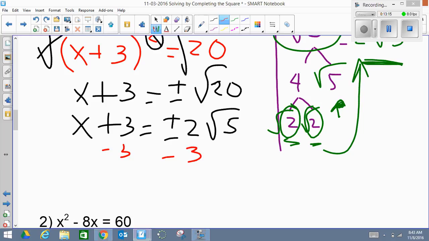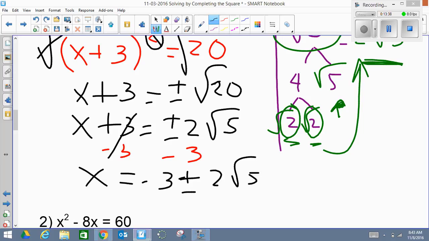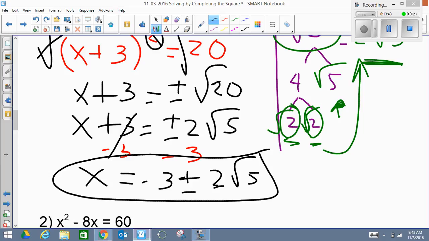So I'm going to have my final answer as x, 3's cancel, equals. Because the 3 only has one sign, and the square root has 2 signs, you're not able to combine them. So what I always do is bring the 3 in the front, and then whatever has a plus or minus, I push it to the end of the answer. And that will be my final answer. X equals negative 3 plus or minus 2 square root of 5.